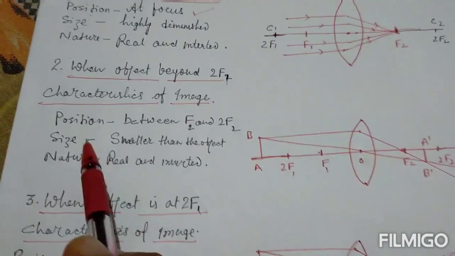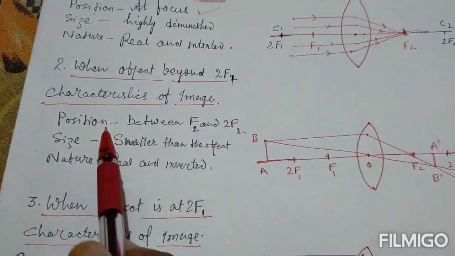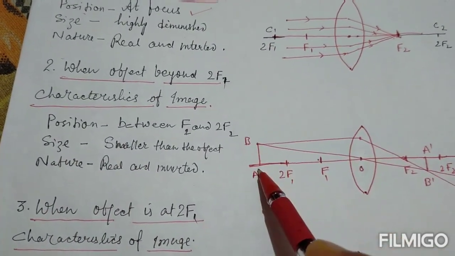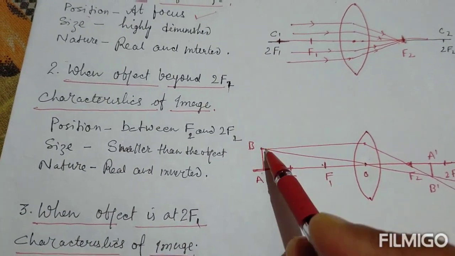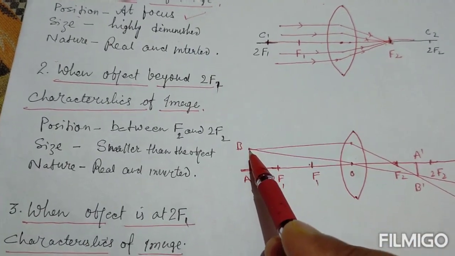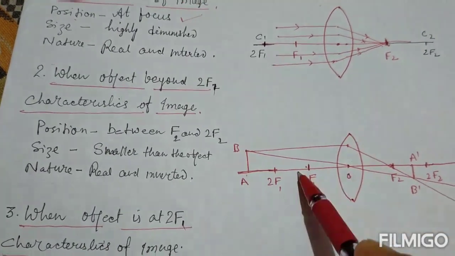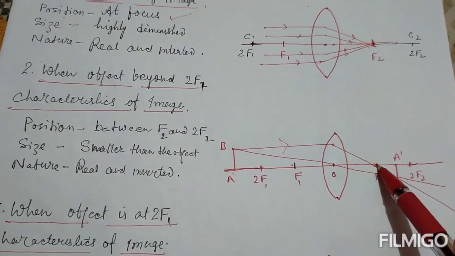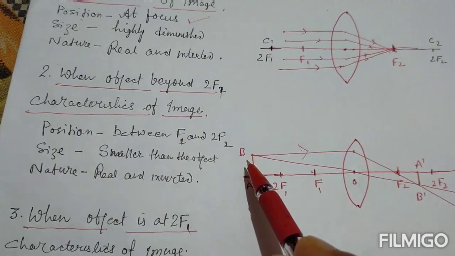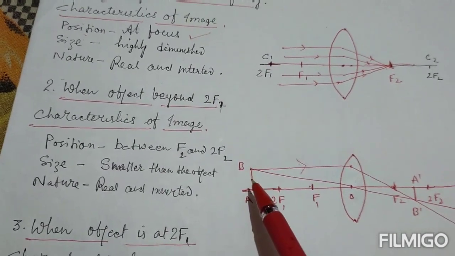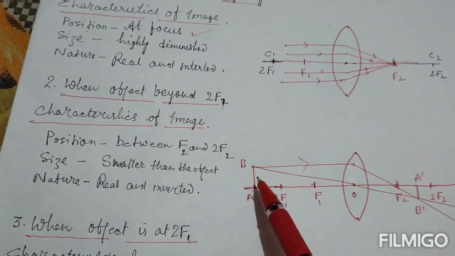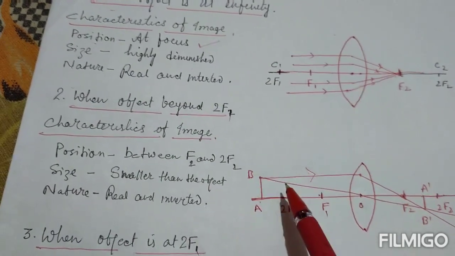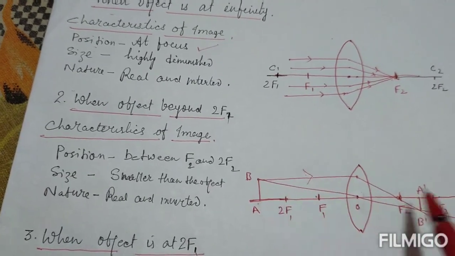Second one is when the object is beyond 2f1. This is f1, this is 2f1, and the object is here, that is AB is the object. So first rule, that is the focus rule: a ray coming parallel to the principal axis falls on the lens and will pass through the focus. Second, we need at least two rays to form images. It means with the help of two rays we intersect the light rays at a point and then the image is formed.